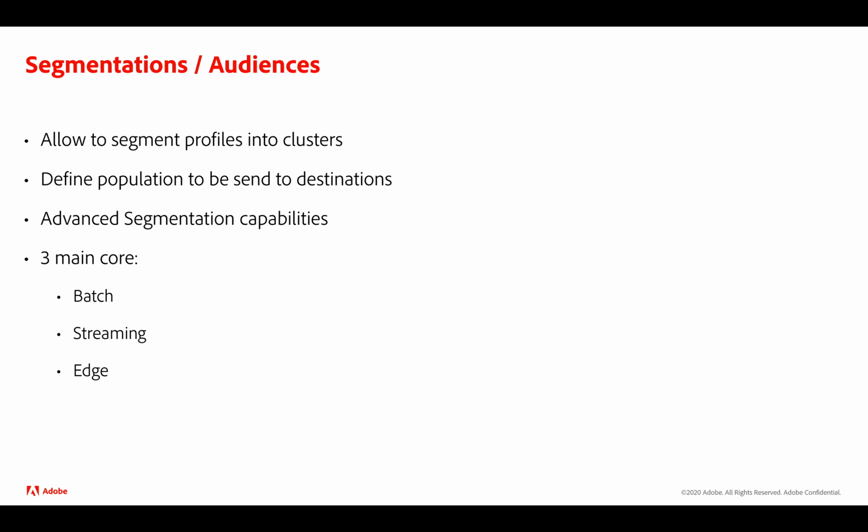There are three main cores you need to know when you do segmentation. Batch, which is segment availability on a daily basis; streaming, real-time qualification; and edge, which is the one accessible on the edge network that I was explaining before. Batch has a limit of 4,000, I think, as of today. Streaming is 1,500, and edge, I think, is 500 segment capability. And overall, you have a limit of 4,000 segments in each of the IP instance sandboxes that you have.